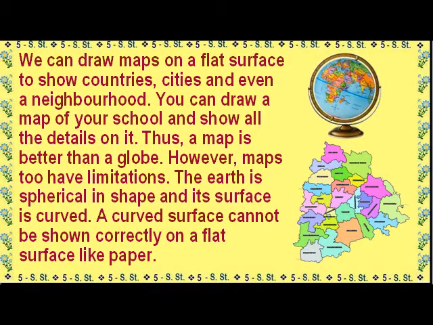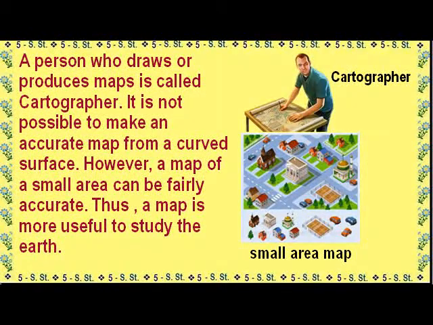The earth is spherical in shape and its surface is curved. A curved surface cannot be shown correctly on a flat surface like paper. A person who draws or produces maps is called a cartographer. It is not possible to make an accurate map from a curved surface. However, a map of a small area can be fairly accurate. Thus, a map is more useful to study the earth.